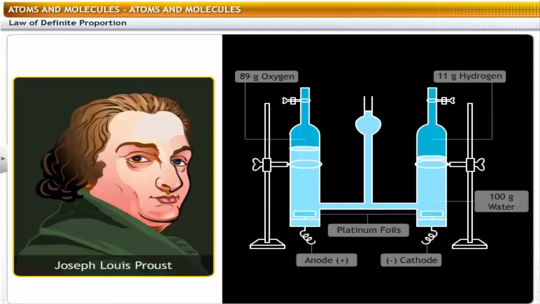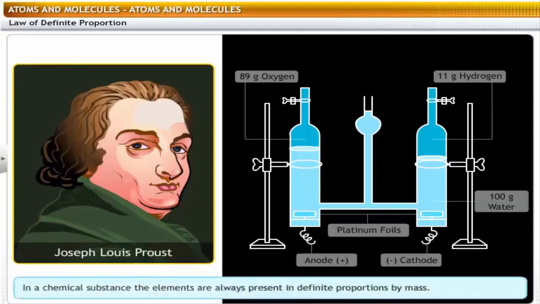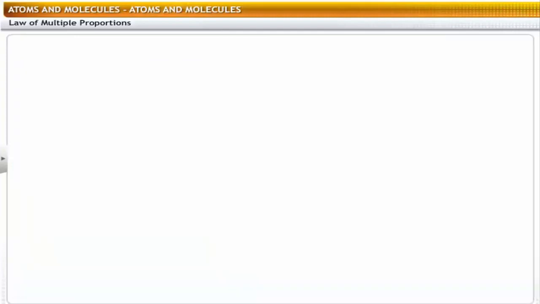So, the law of definite proportions can be defined as: in a chemical substance, the elements are always present in definite proportions by mass.